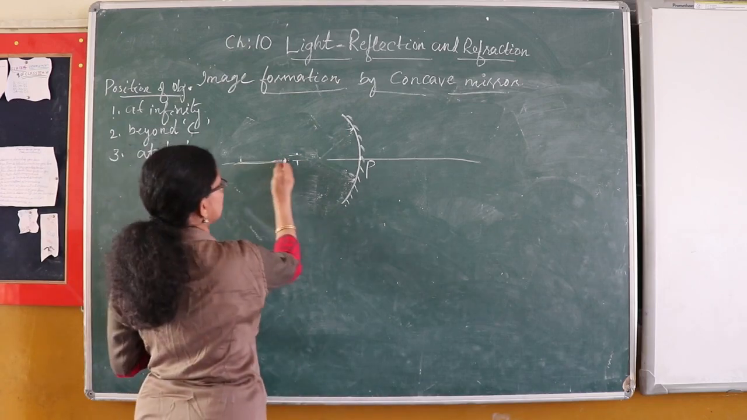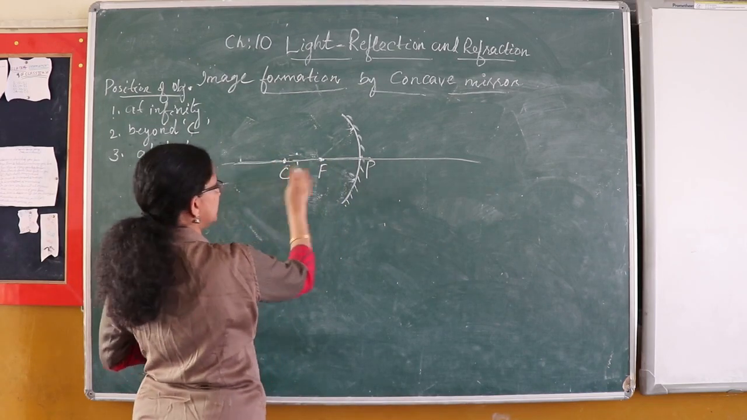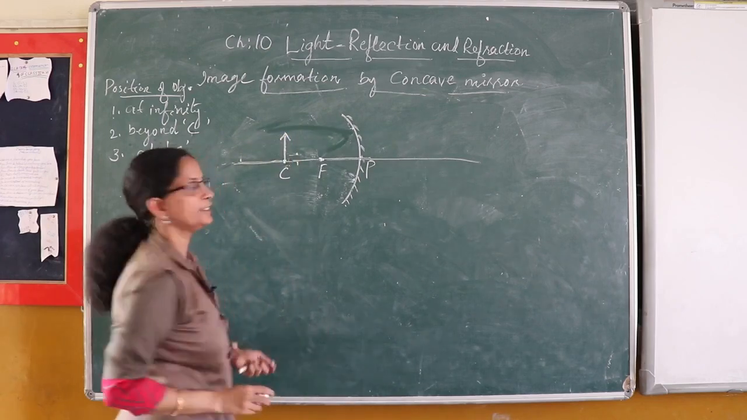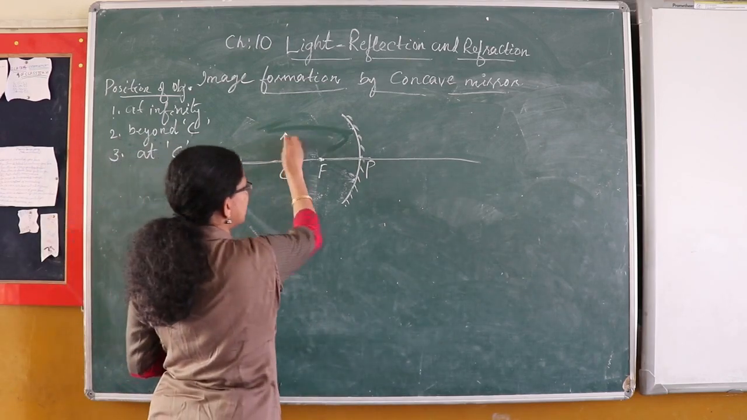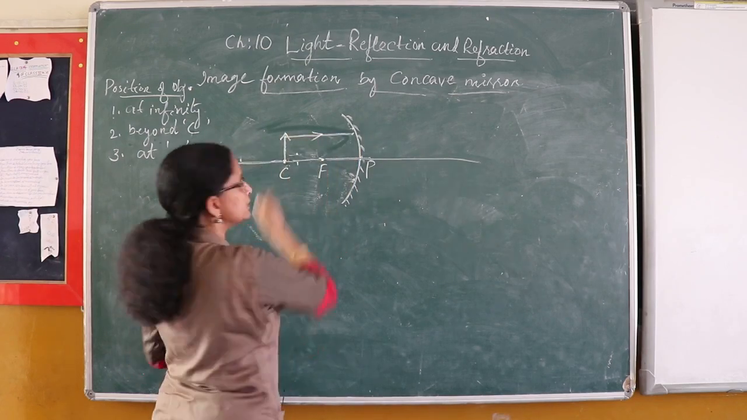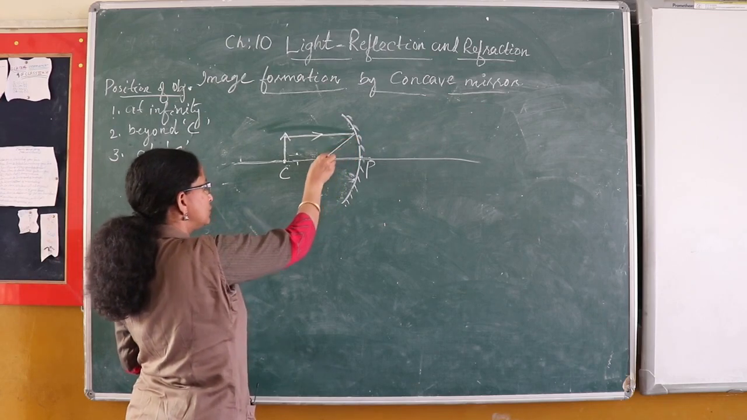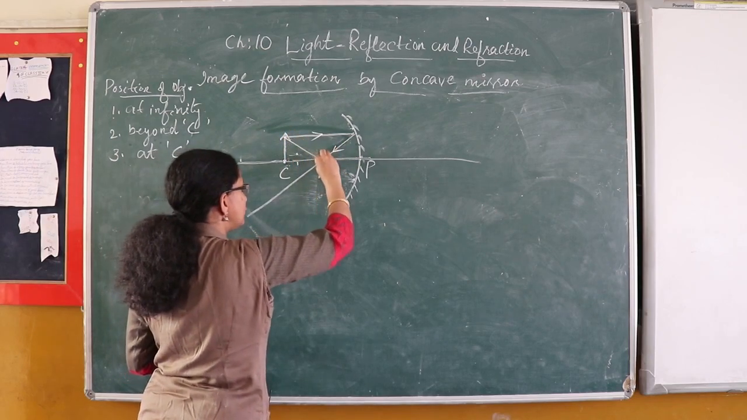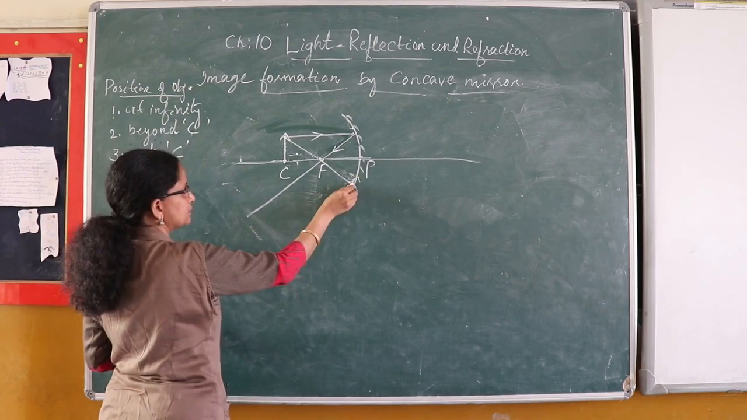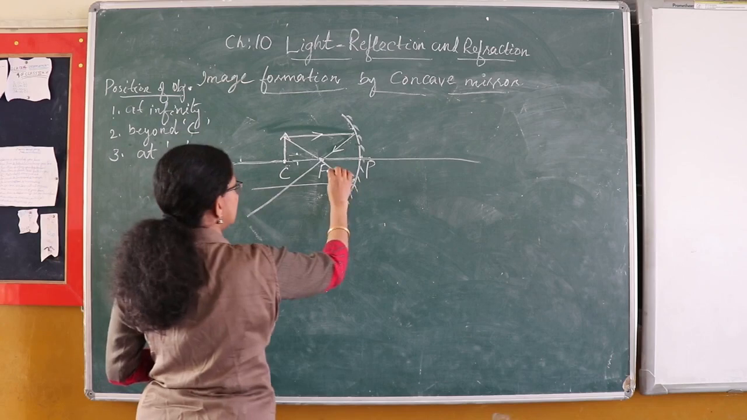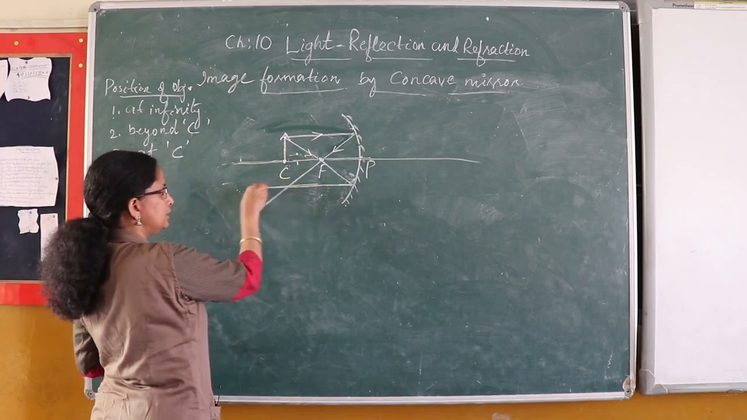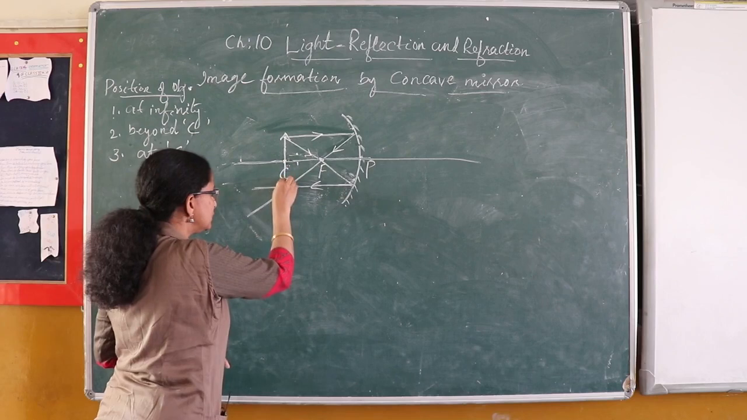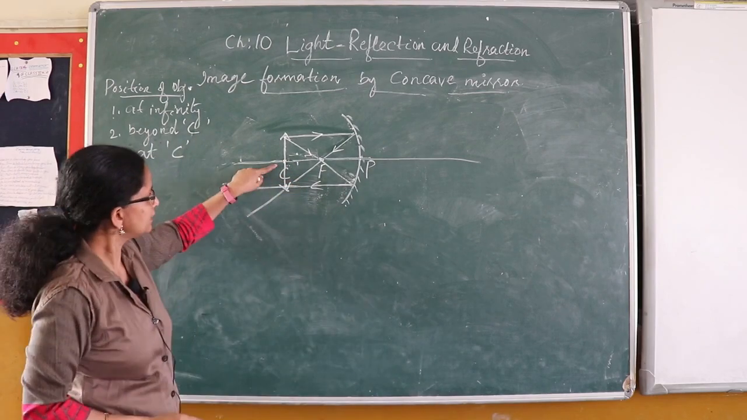Here we have the principal axis, F and C, and now we are keeping the object at the center of curvature. So the object is now at the center of curvature, and we consider two rays: the one coming parallel to the principal axis, which after reflection passes through the principal focus, and the other ray coming through the focus, which after reflection passes parallel to the principal axis. We can see these two rays after reflection meet at a point here. So the image is formed here, at the center of curvature itself.